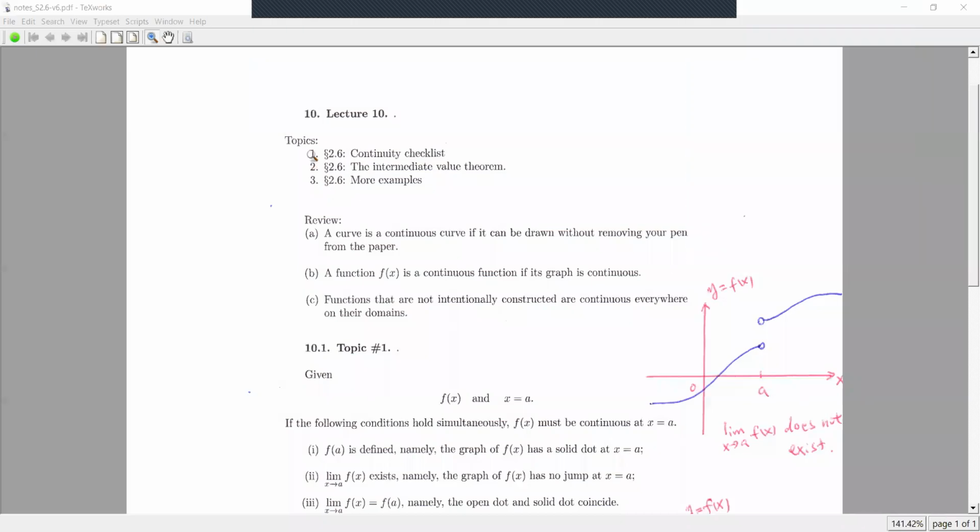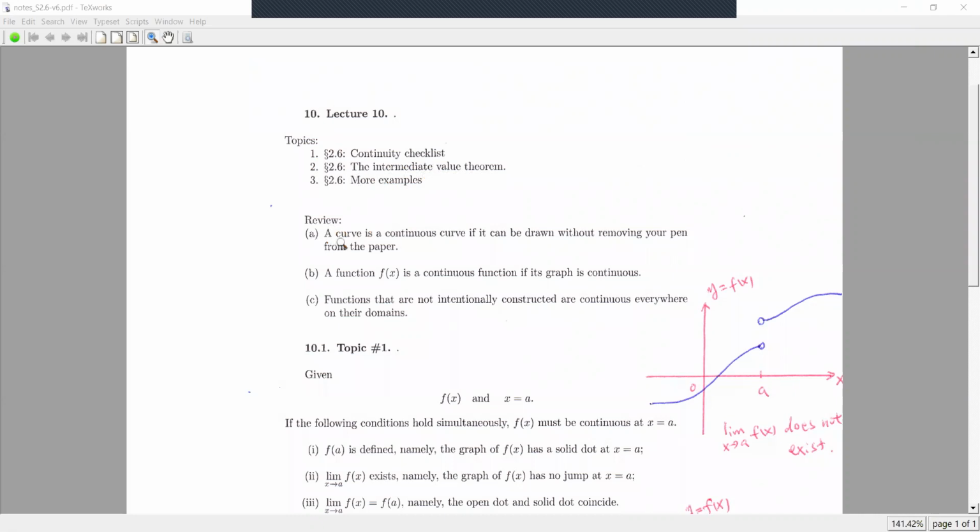Today, section 2.6 again, 3 topics. Topic 1, continuity checklist. Topic 2, the intermediate value theorem. Topic 3, more examples. Take a review about what we learned in the last class first.